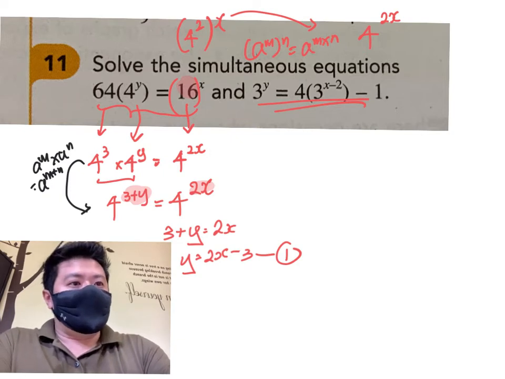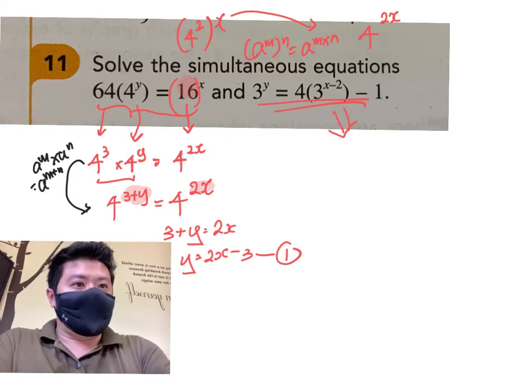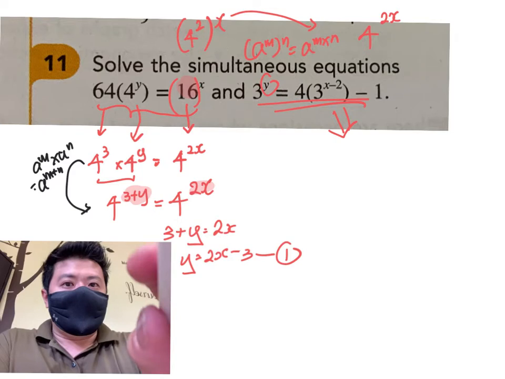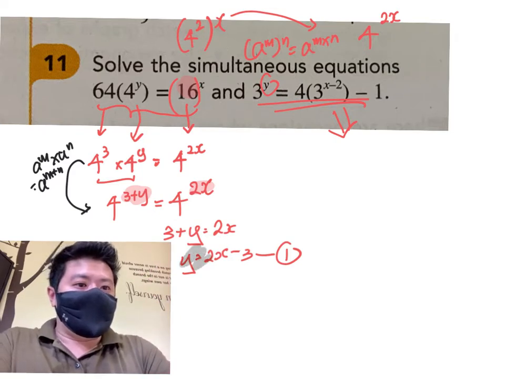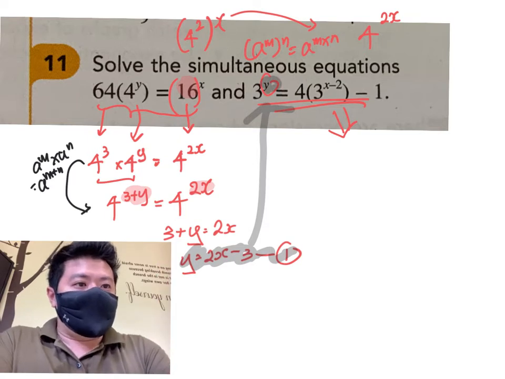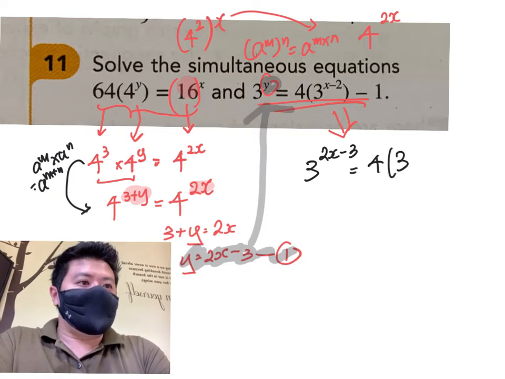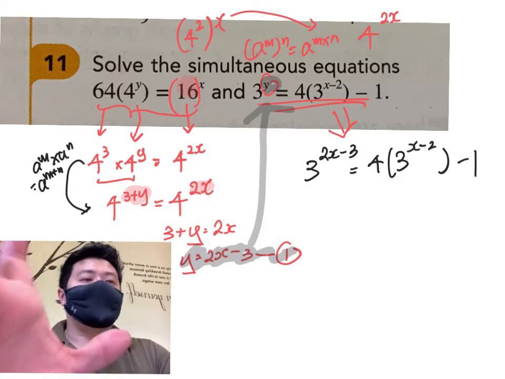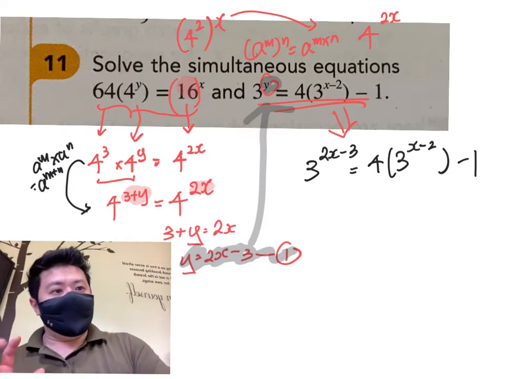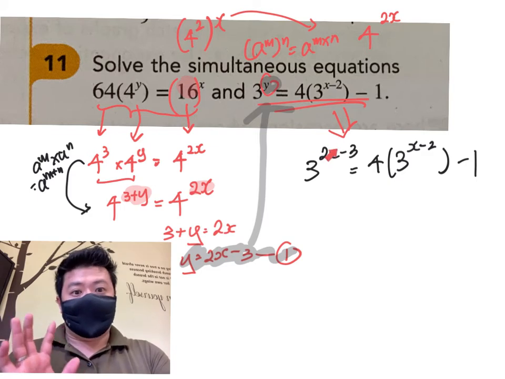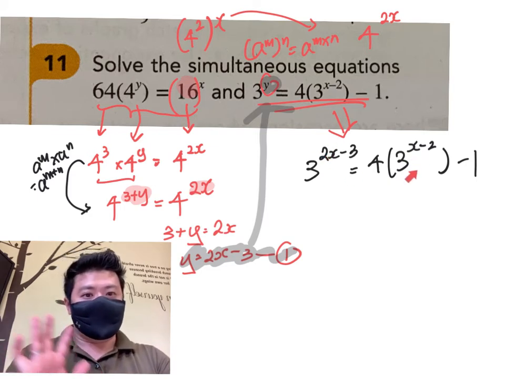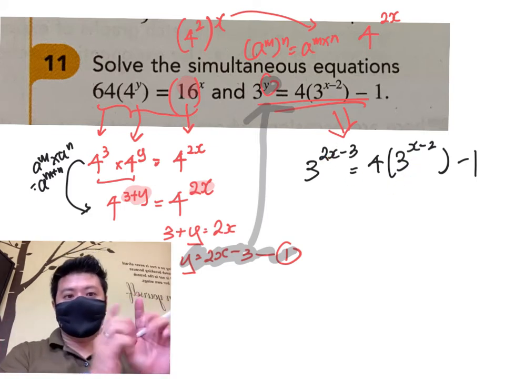Okay, so from here, substitute. You can see I'm going to sub the y using equation 1. So equation 1 is going to go inside here. You have 3 to the power of 2x minus 3 is equals to 4 times 3 to the power of x minus 2 minus 1. Now you can sort of see that they already start to have the same base and the same power, right? 3 power x, 3 power x. So this is where you can start to introduce your substitution.